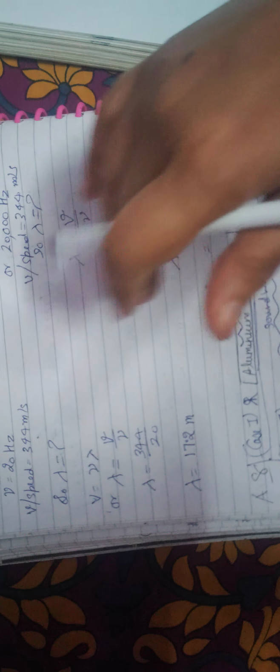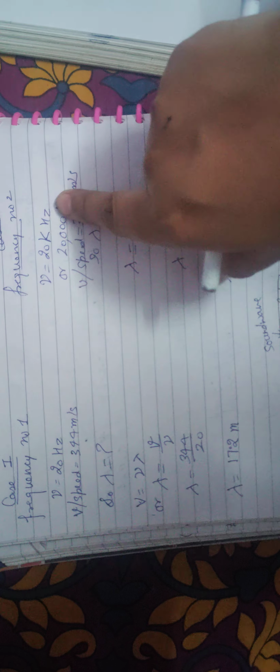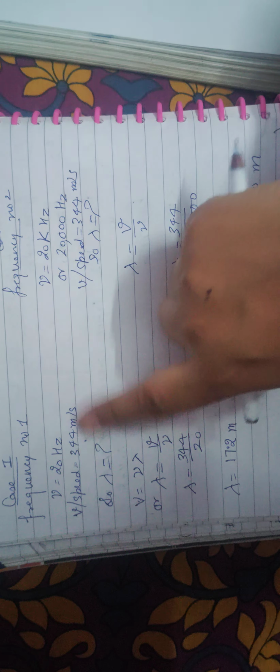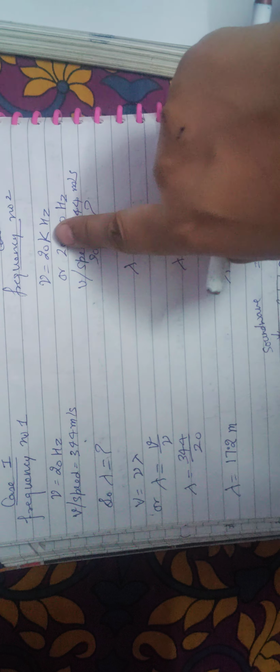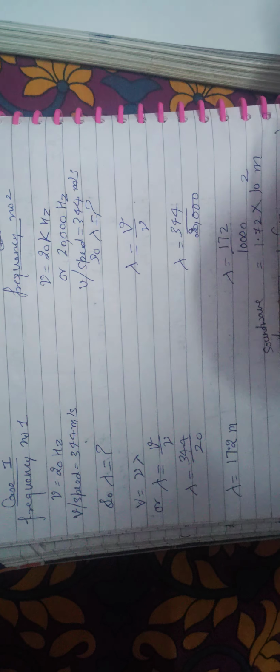So see for case number 1 and case number 2. Frequency number 1 is 20 hertz. Frequency number 2 is 20 kilohertz. Speed is given, both the same. Okay, 20 kilohertz means 20,000. So apply the formula and then find out the answer.